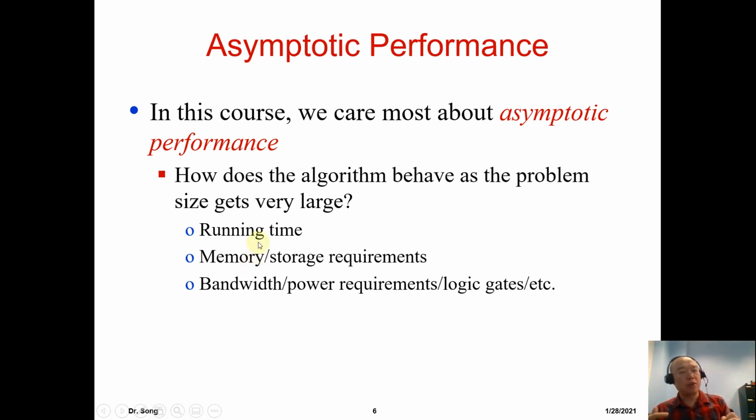Other than the running time, we can also use similar algorithm analysis to evaluate the resources that an algorithm may consume. And for the resource, it could be our time, it could be the memory or storage, it could be some other thing like even the power you have to use to run this algorithm.